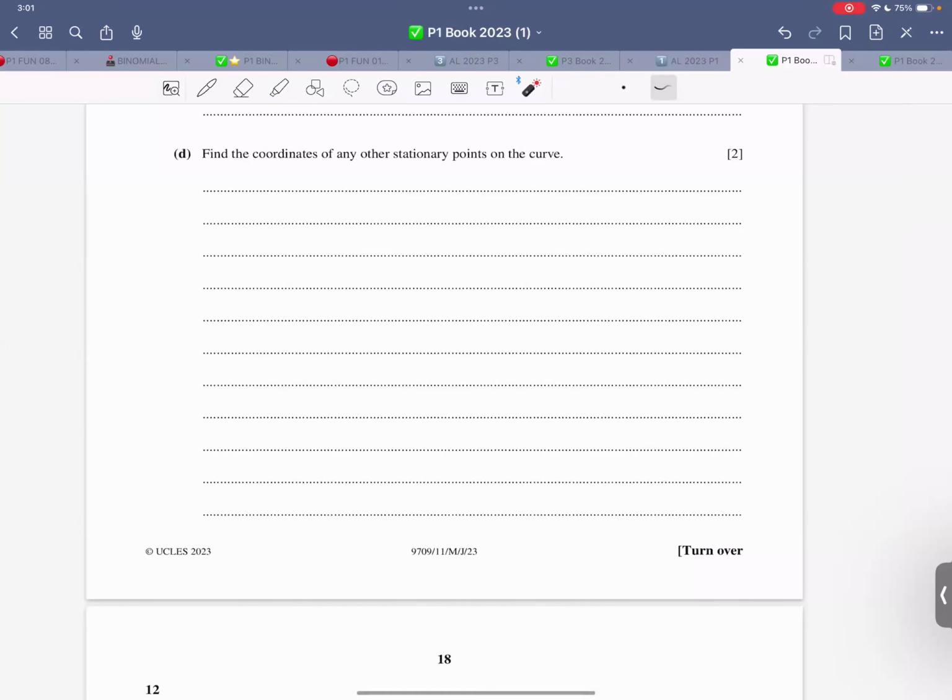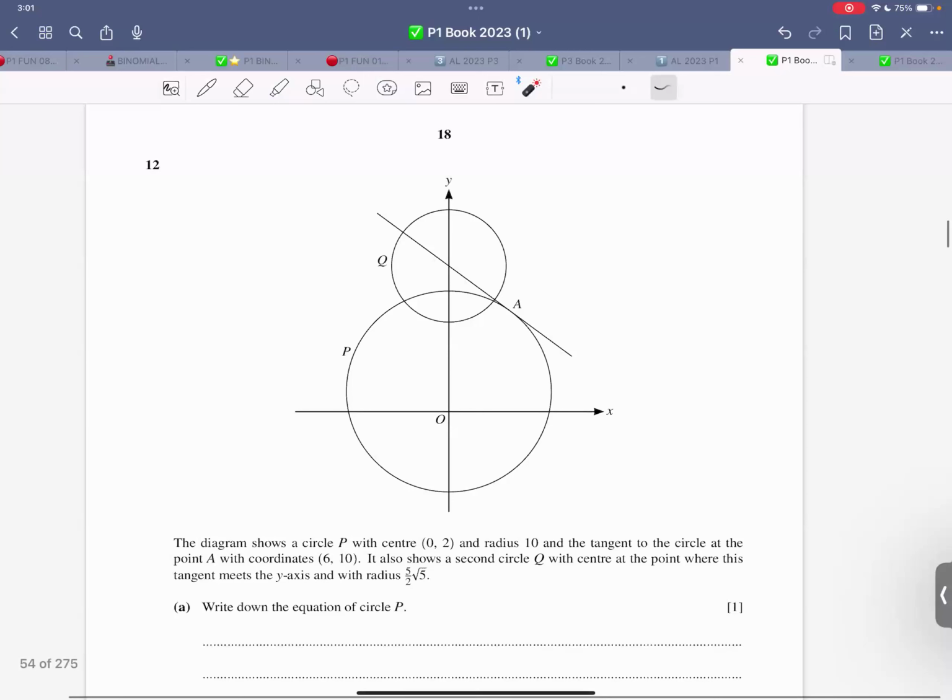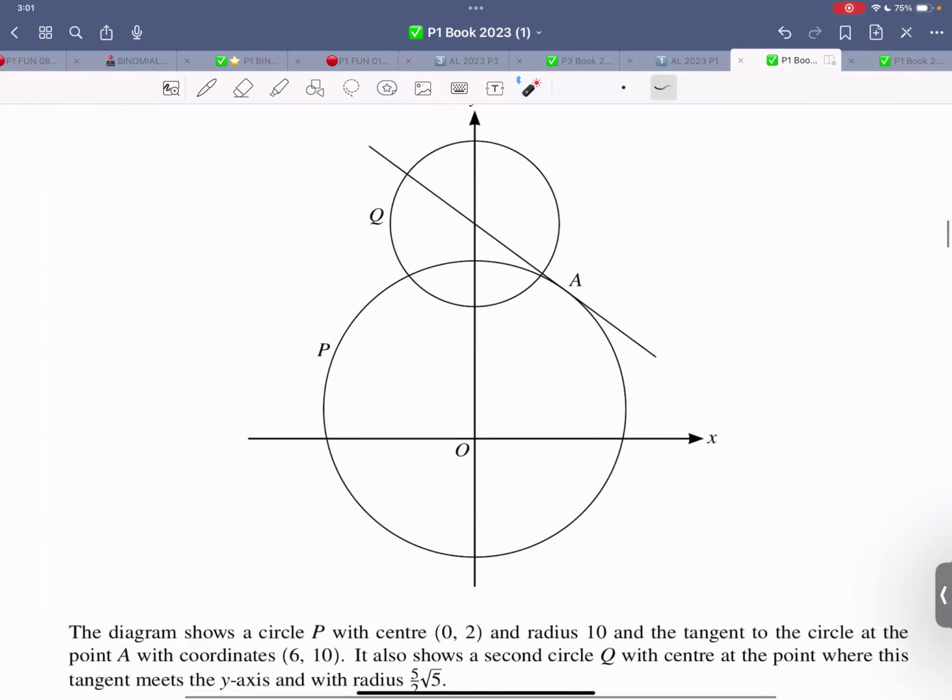Now we are moving to this last question, which is about circles, a nice question. So that thing, stationary point, is done. And last is about circle equation. And then we will be going to the examiner report once again.